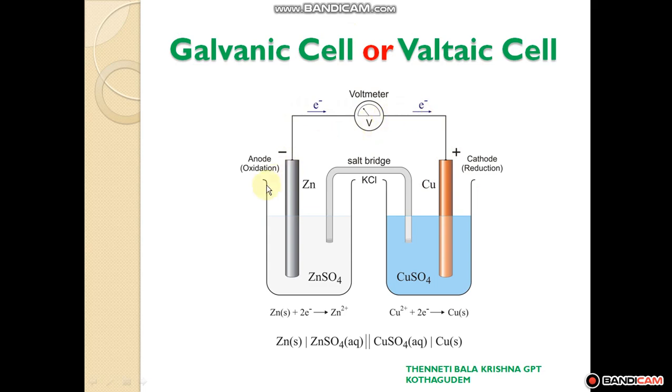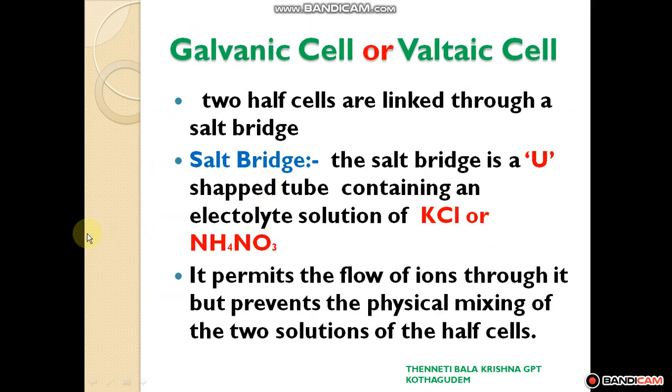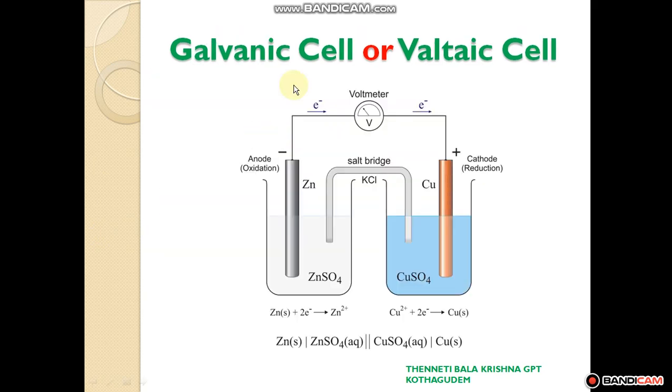Okay. Next one, the two half cells are linked through a salt bridge. This is a salt bridge. The two half cells are connected with the copper wire through the voltmeter and also linked with the salt bridge. So you observe this.